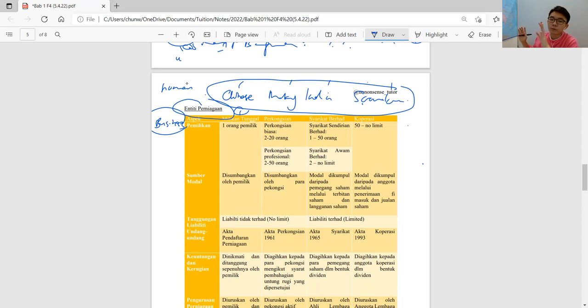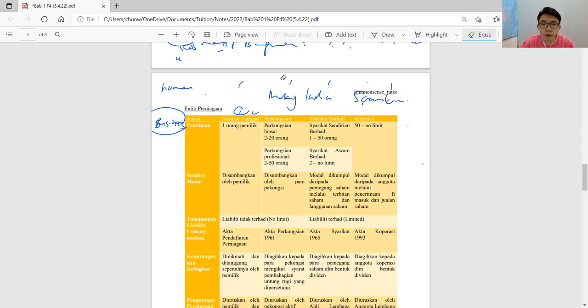Most of the syllabus in our Form 4, Form 5, in the starting, we go from Milikan Tunggal first, because Milikan Tunggal is so far the easiest. And Milikan Tunggal in English, we call it, let me erase this so that I can write the term on it. Milikan Tunggal is called sole trader, or they call it sole proprietor.